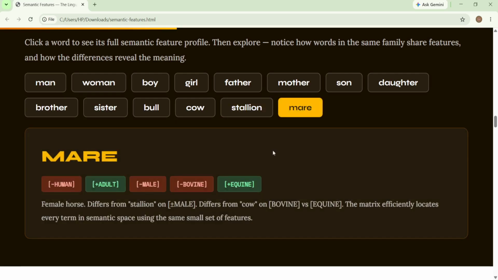So let's look at mare. And here again, bovine is negative. Male is negative. Human is negative. Equine, belonging to the family of horse. So female horse it is. That's why it's negative in male. It differs from stallion on male, and differs from cow on these two features. The matrix efficiently locates every term in semantic space using the same small set of features. So that's how you do analysis.